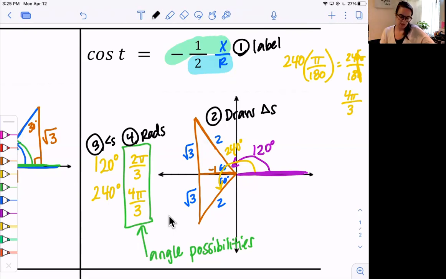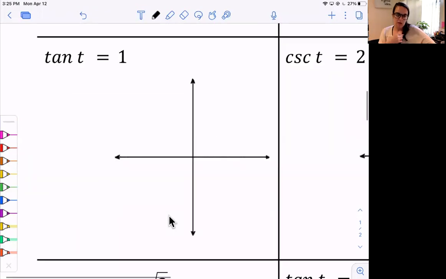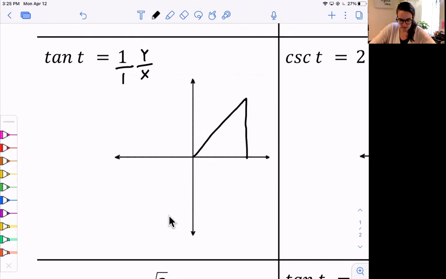Okay. Let's try another one. So tangent t equals 1. Remember, any fraction can be over 1. Remember that tangent is y over x. So I have positive y and positive x. Positive y and positive x would be over here. Positive y 1, positive x 1.